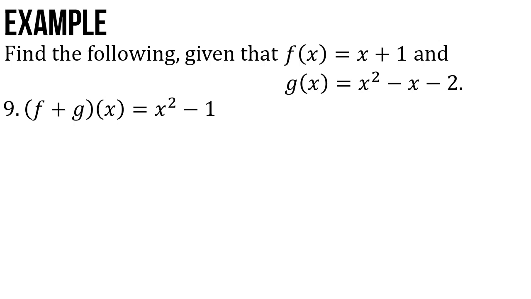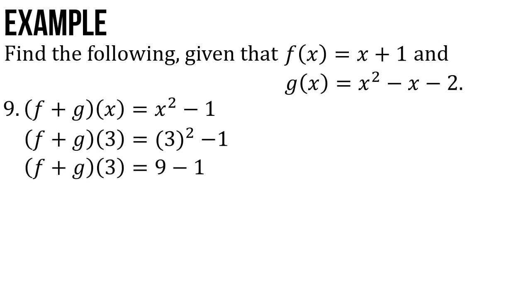For number 9, so we have obtained that f plus g of x is equal to x squared minus 1. But what will be the value of f plus g of 3? Okay, since we have obtained already the f plus g of x, which is x squared minus 1, we will just substitute the value of x, which is 3. So that will become f plus g of 3 equals 3 squared minus 1. f plus g of 3 is equal to 9 minus 1. f plus g of 3 is equal to 8.